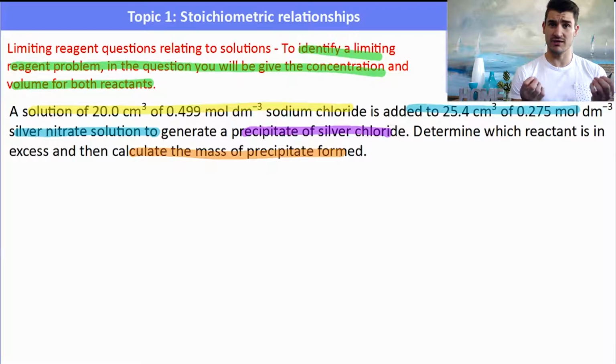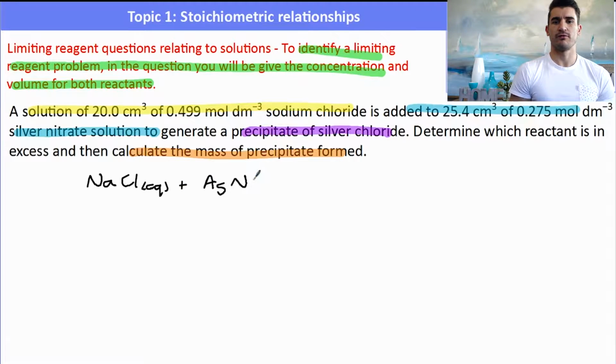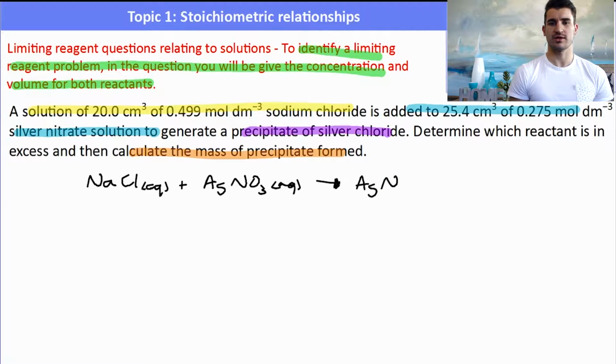So again, we're not given an equation, but we're given the names of the reactants and products, so we're expected to be able to write an equation. Sodium chloride, NaCl, aqueous, plus silver nitrate, AgNO3, aqueous, will form a precipitate of silver chloride, AgCl, and then the leftover would be the NaNO3, which will be aqueous.